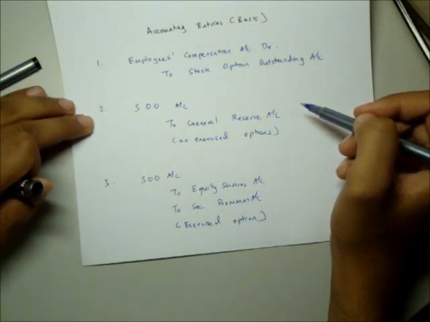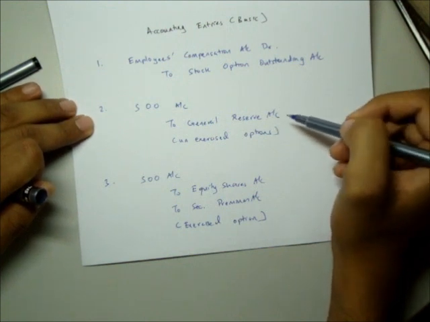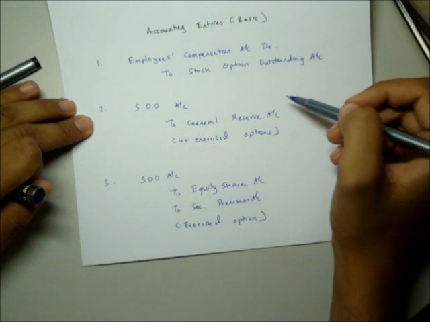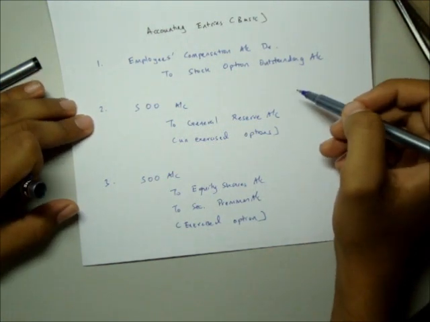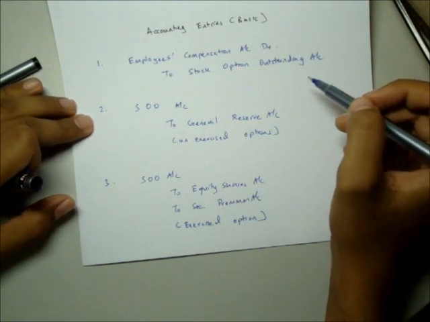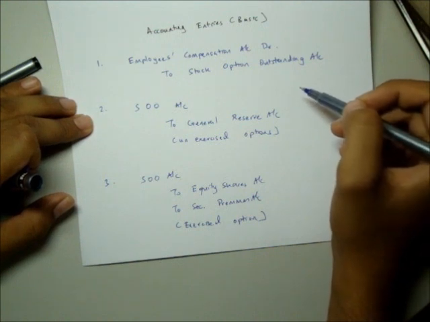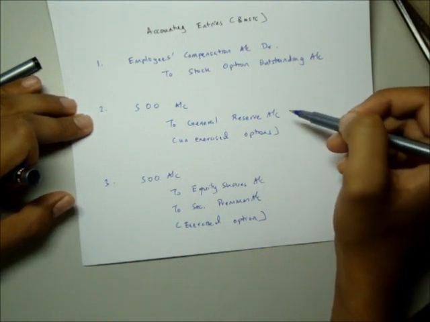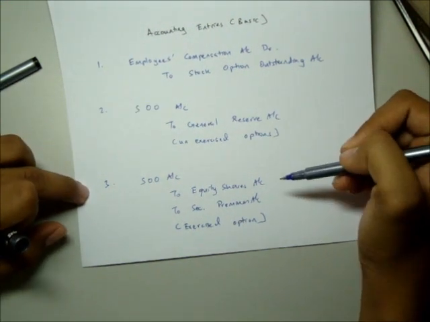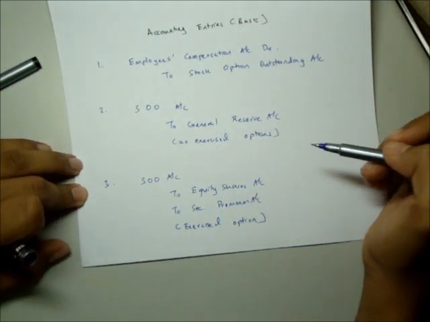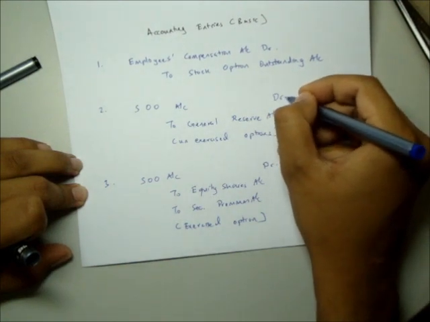The second entry is stock option outstanding account to general reserve account. Now the first entry that we saw will be passed every year during the vesting period. The second entry is passed on the exercise date, and the second entry, stock option outstanding account to general reserve account, is for the amount that the employees have not taken, have not exercised the option. So the amount has to be reversed back, and the provision that was created during the vesting period will be reversed to the general reserve account.